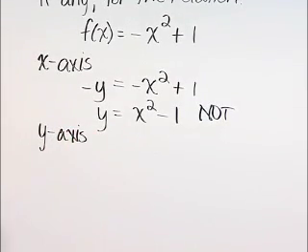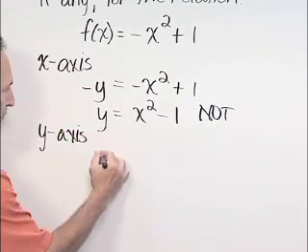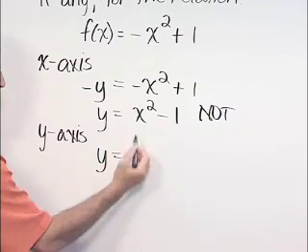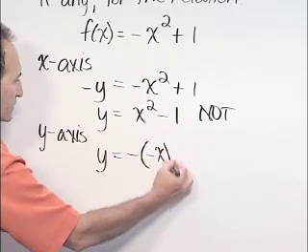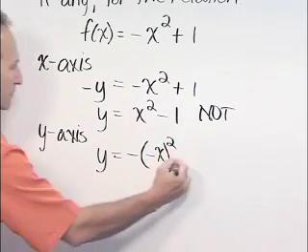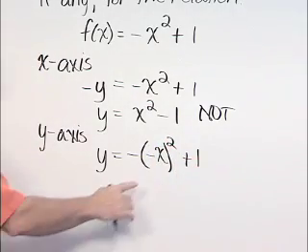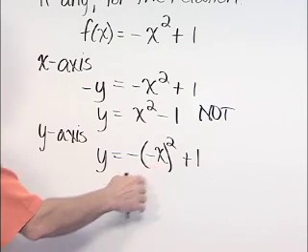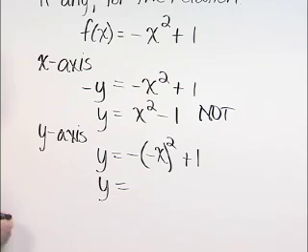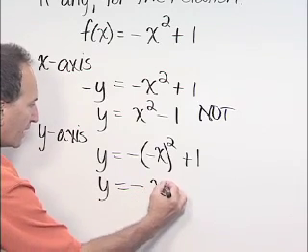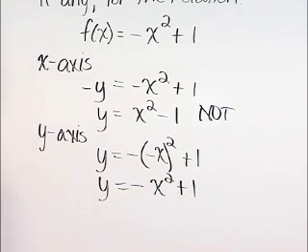For the y-axis, we replace x with the opposite of x. So that would give us y equals, we have the opposite, and then the opposite of x, quantity squared, plus 1. Now, when we square the opposite of x, we get x squared. Therefore, this is equivalent to y equals the opposite of x squared plus 1. That is the same as the original equation, and therefore, we know it's symmetric about the y-axis.